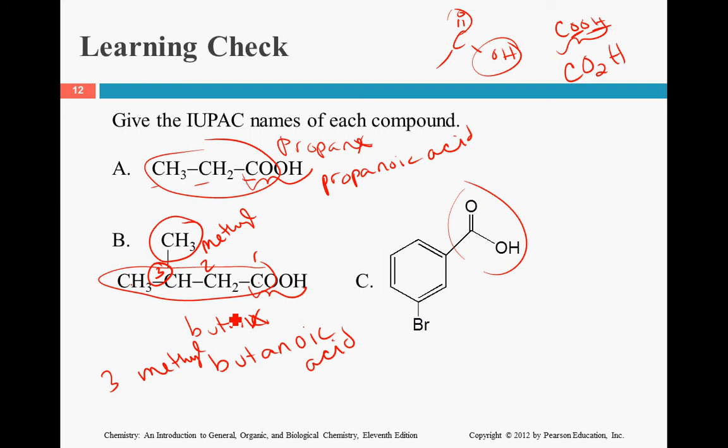Then finally, we have C. Here's the carboxylic acid, but it's on benzene. So it becomes benzoic acid. We have this substituent, which is bromo. 1, 2, 3. 3-bromo benzoic acid. One thing I want to point out before we go on.